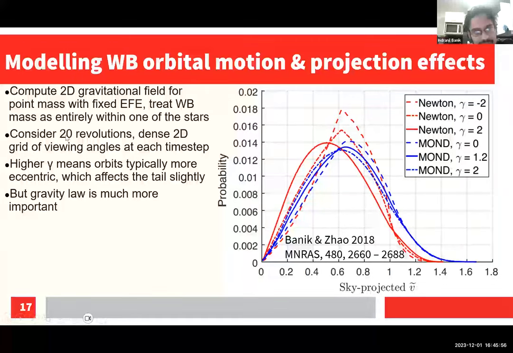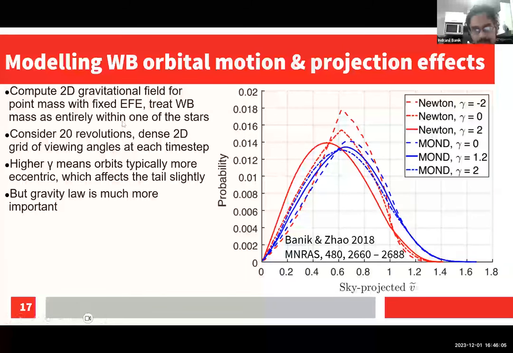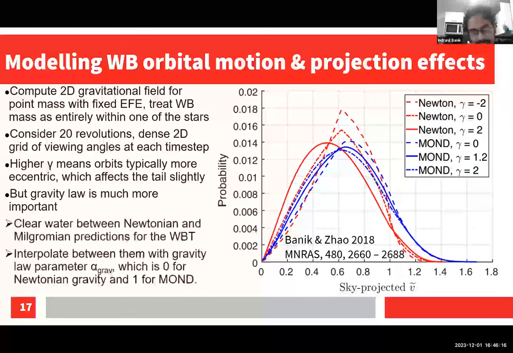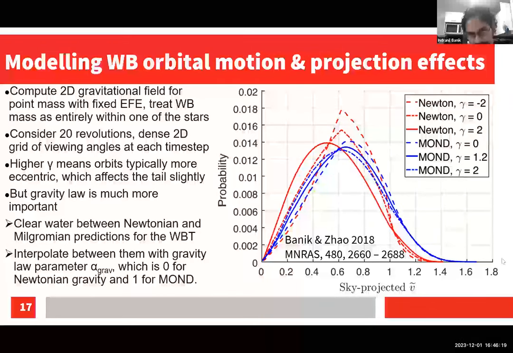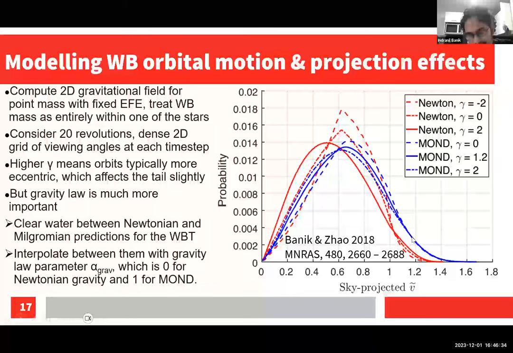So we consider 20 revolutions, we consider a dense 2D grid of viewing angles, and we find the distribution of R sky and V tilde. We've shown results for a few different eccentricity distributions here. But importantly, all the red curves are Newtonian and all the blue curves are Milgromian. It's possible to distinguish the two, regardless of the eccentricity distribution of the wide binaries. There is clear water between the model predictions. The form of the tail is not much affected by the eccentricity distribution of the wide binaries.